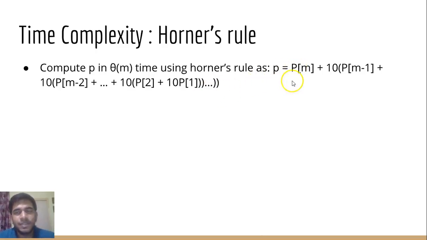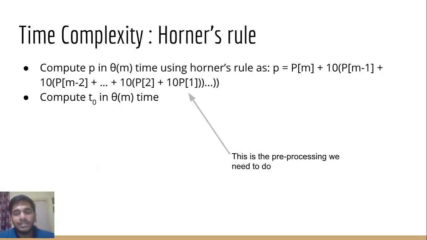And this can actually be done in theta m time, because we'll start with P1, we'll multiply 10 and add P2. To this value sum, we'll multiply 10 and add P3. Then again to this value sum, we'll multiply 10 and add the next one, that is P4. And we'll continue this loop until we hit M. So M iterations for this loop, theta m time, we got P here. In a very similar way, we'll compute T0. And this is the pre-processing that we need to do.